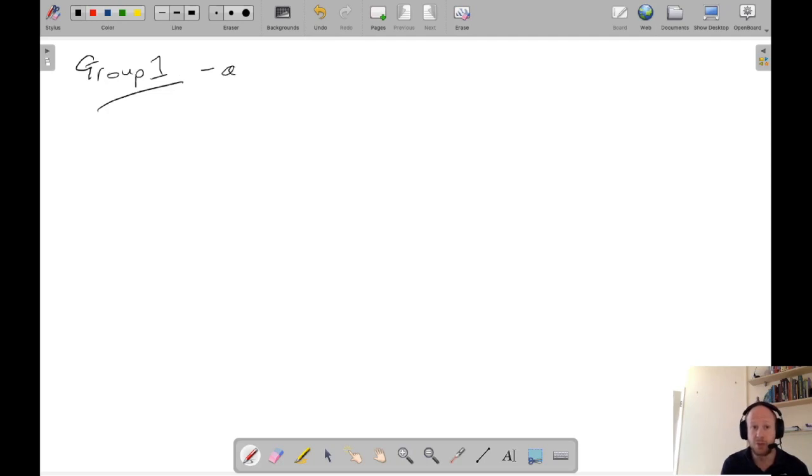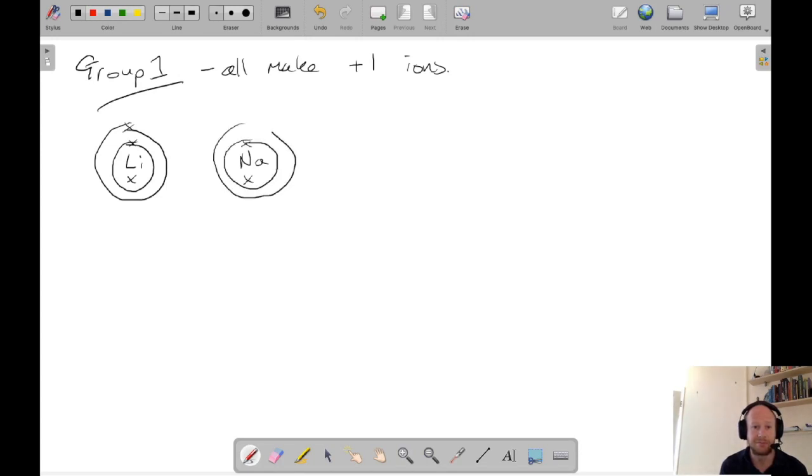Group 1 elements all make +1 ions. They're all 1+ charge because every single one of them is going to lose 1 electron. If we look at lithium, that's element number 3. Look at sodium, element number 11. And we look at potassium, which is element number 19.